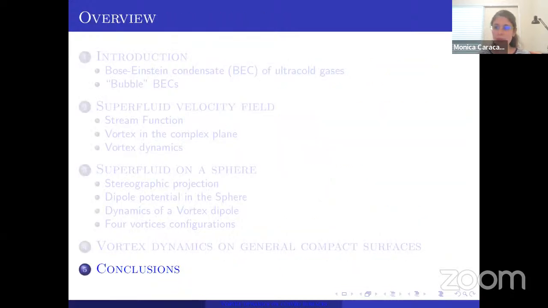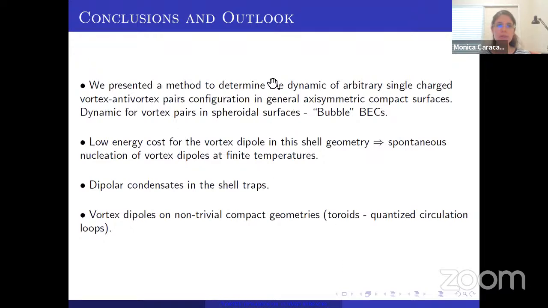Well, now I'm at my conclusion. Sorry, time. I tried to present a method to determine the dynamics of single vortices and pairs on general compact surfaces, as well as the dynamics of a vortex pair on spheroidal surfaces. Also, an important point is that the low energy cost of vortices on these thin shells is less than if you considered a traditional harmonic trap. You can expect to have spontaneous generation of these vortices, more easily seen in experiments.